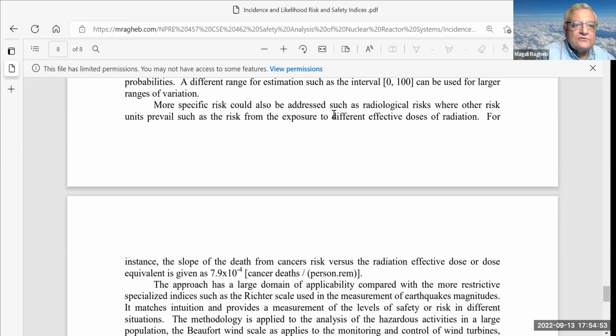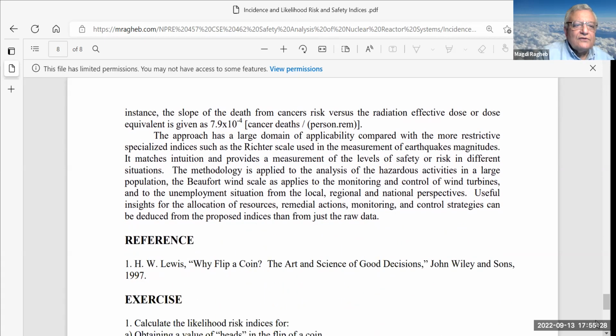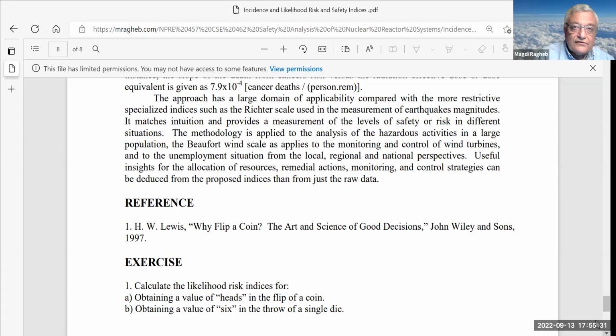More specific risk could also be addressed, such as radiological risk, where other risk units prevail, such as the risk from the exposure of different effective doses of radiation, or the morbidity from, say, coal mining or silicosis, the inhalation of risk in farmers. The slope of the deaths from cancer risk versus the radiation effective dose or dose equivalent is 7.9 x 10 to the minus 4 cancer deaths per person per year. So in that case, you can get a very good idea about the level of risk and the level of safety.